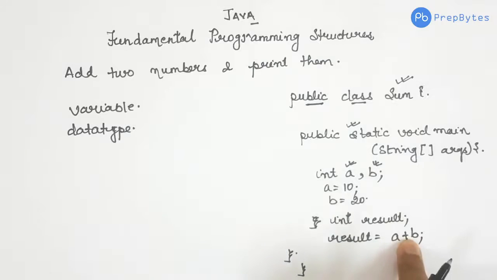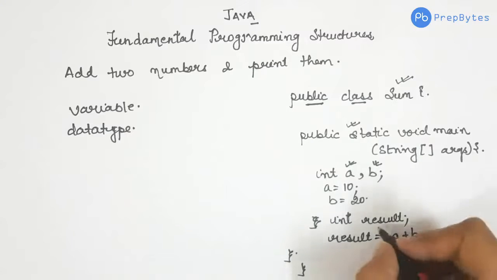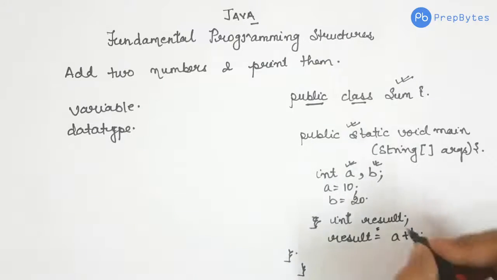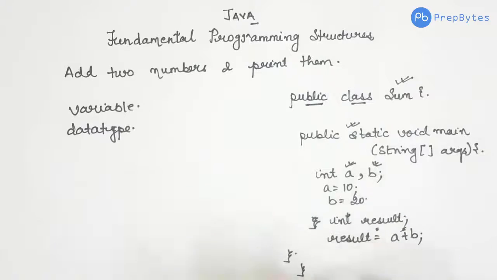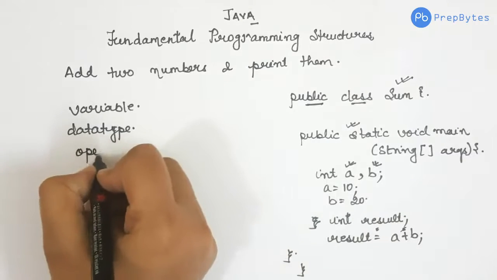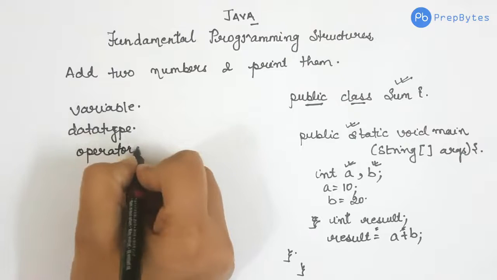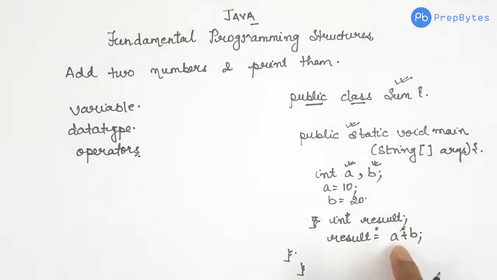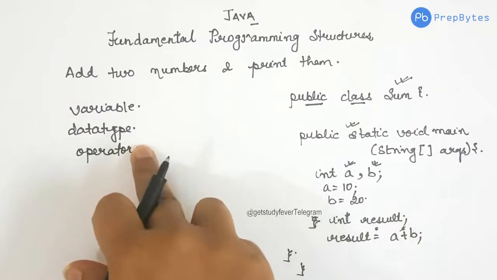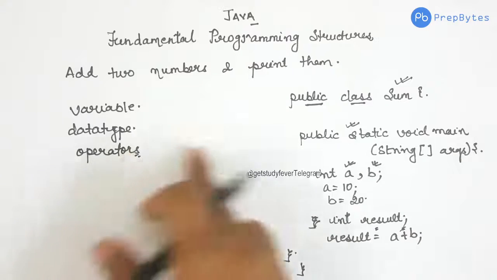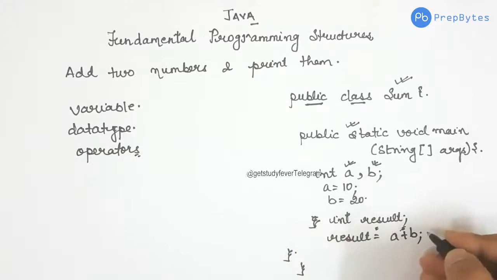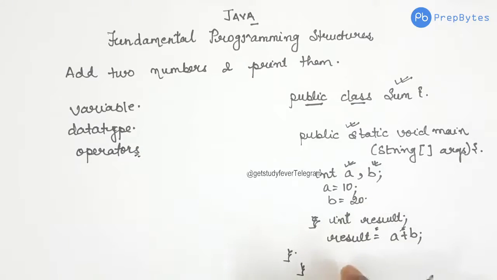Now here we are encountering a new thing, which is this assignment operator and this addition operator. These are the operators. We will talk about operators in a few moments. This is another fundamental programming thing that we have encountered so far. Now we have done the addition and we want to print the result. So how do we print in Java?